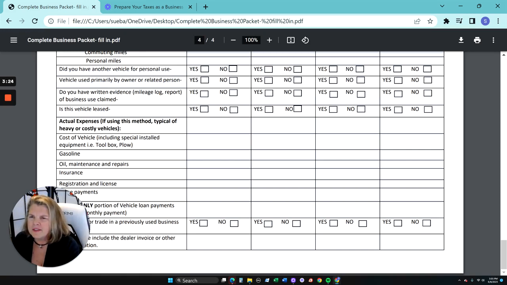And then is the evidence written? Meaning, do you have a mileage log? And an app is fine. You can use an app for tracking your mileage, which I highly suggest. Is the vehicle leased? That's another important thing that they need to know.